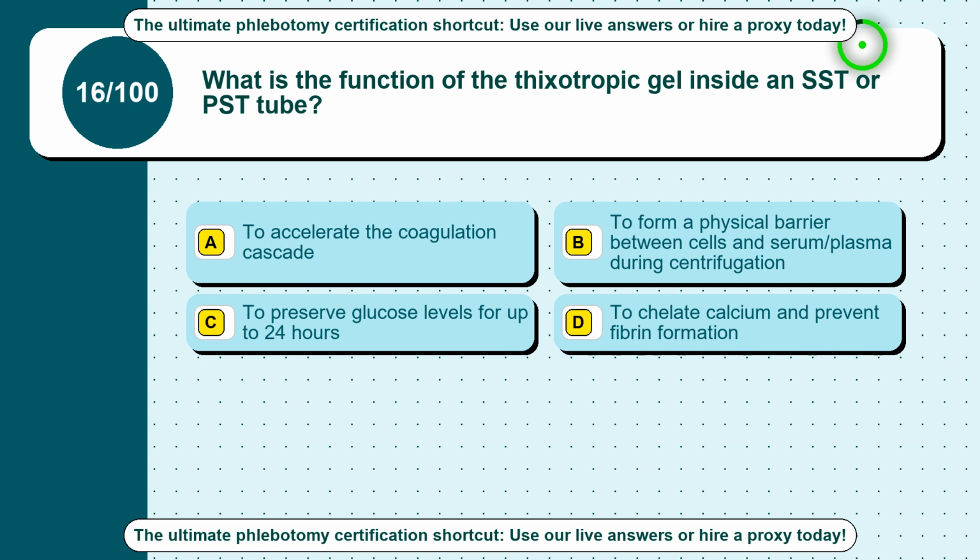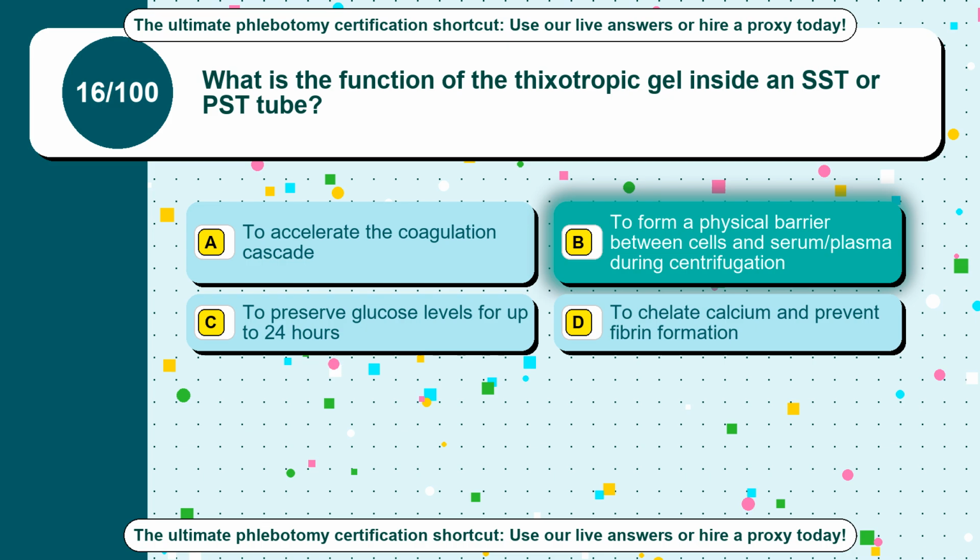Question 16. What is the function of the thixotropic gel inside an SST or PST tube? Option A. To accelerate the coagulation cascade. Option B. To form a physical barrier between cells and serum/plasma during centrifugation. Option C. To preserve glucose levels for up to 24 hours. Option D. To chelate calcium and prevent fibrin formation. The correct answer is option B.